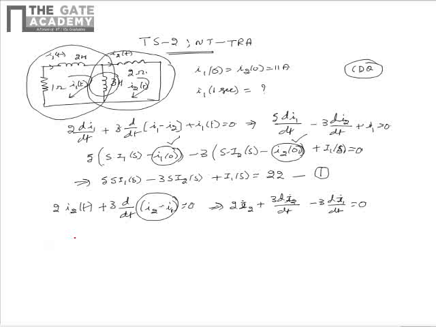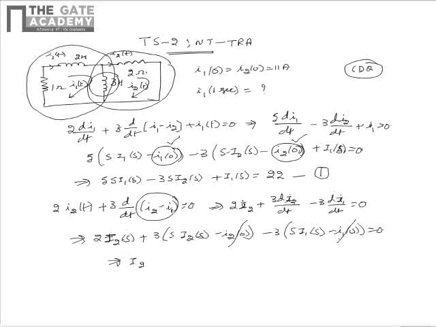Upon applying the Laplace transform on both sides of this equation, this gets simplified as 2 I2(s) + 3 times (s I2(s) - i2(0)) - 3 times (s I1(s) - i1(0)) = 0. Here we see that the terms corresponding to i2(0) and i1(0) get cancelled. Hence, I2(s) can be written as 3s divided by (3s + 2) multiplied by I1(s). Now this is equation 2.